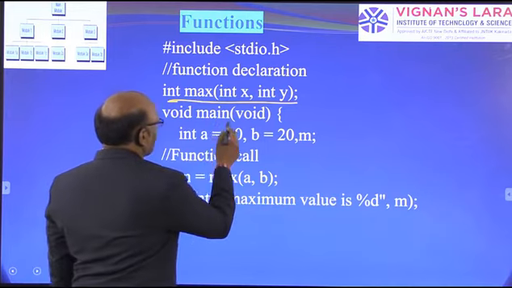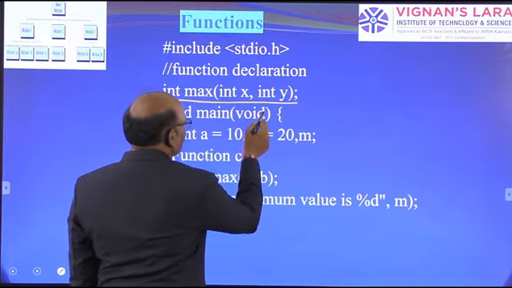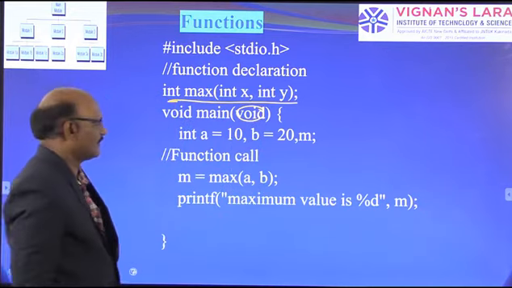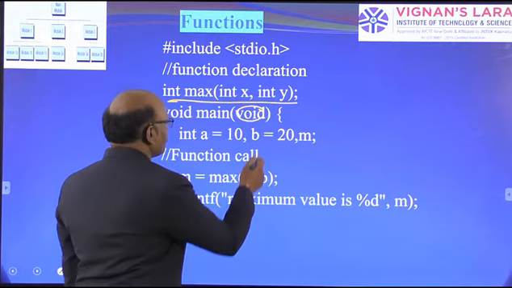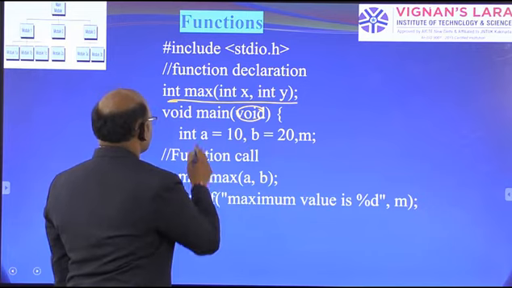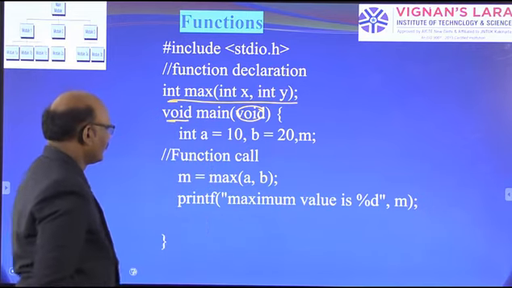Next I am writing main, void main, or you can use int main. So here it is optional. If you are not using any arguments, you can use void, or directly use empty parentheses. Here you can use void or int main.